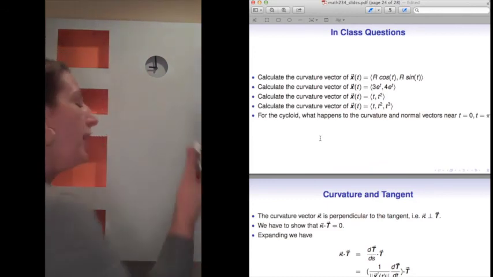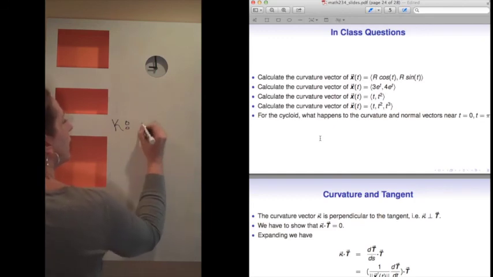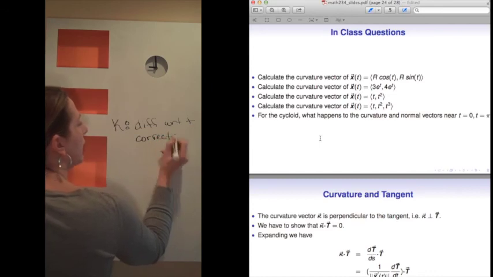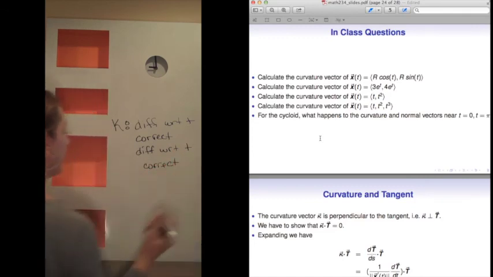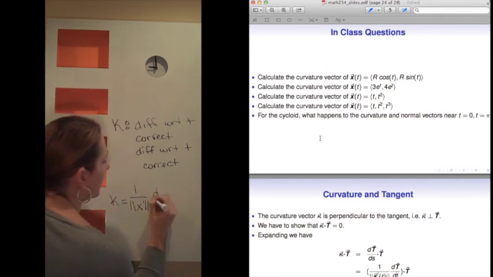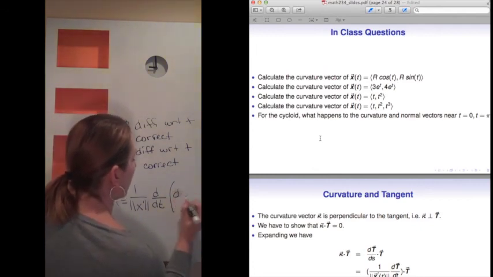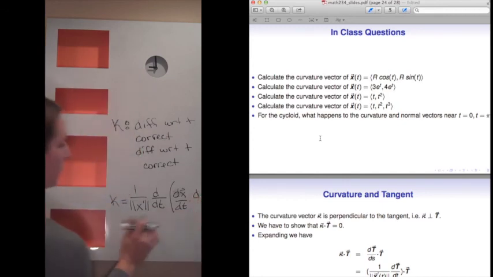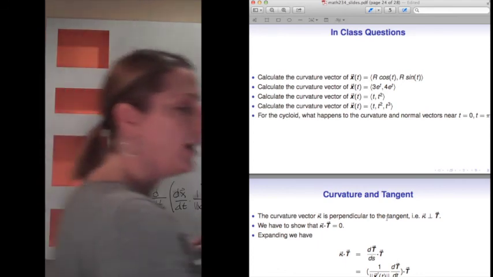All right, so here, all you're going to do is apply the formula to get kappa. Differentiate with respect to t and correct. Okay, so kappa is equal to the correction term, the norm of x prime inverse, times the derivative with respect to t of the derivative of x with respect to t times our correction term. All right, so go for it, and I will get your other video uploaded.